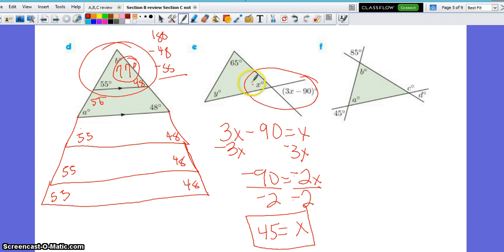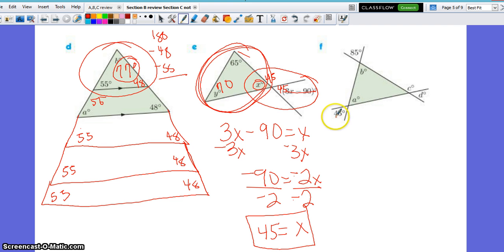Now, we know that this angle is 45 degrees. This angle is also 45. You can now figure out why, because this is a triangle. All triangles equal 180. So you add up 65 and 45 and subtract that from 180, and this is 70.